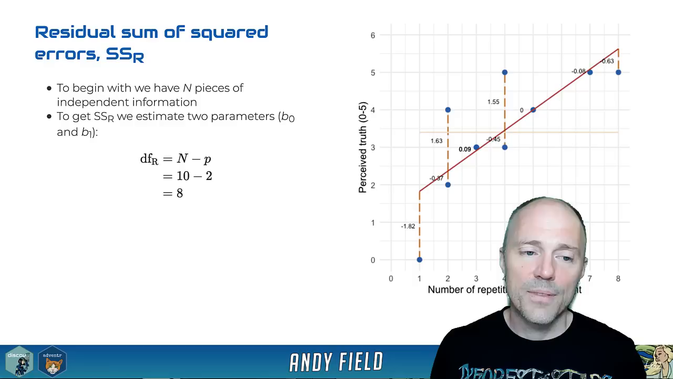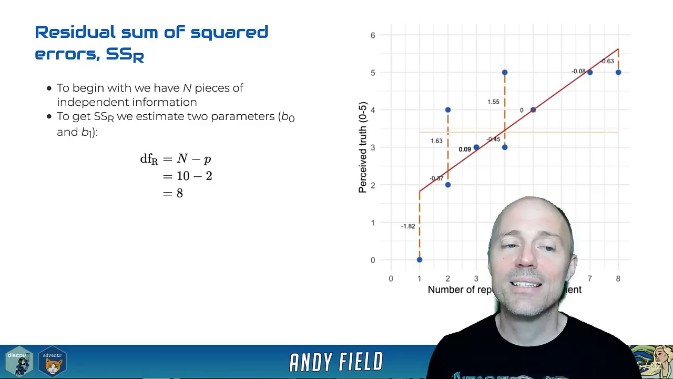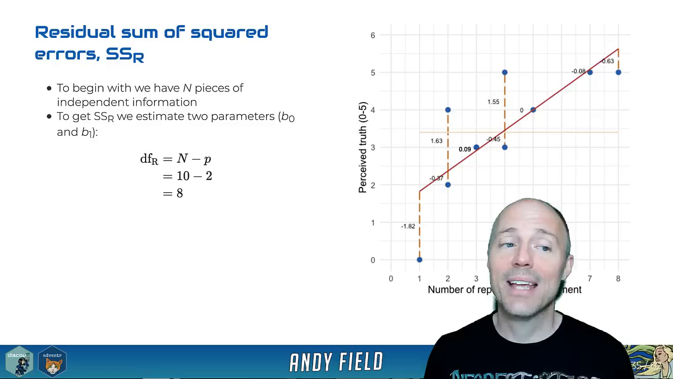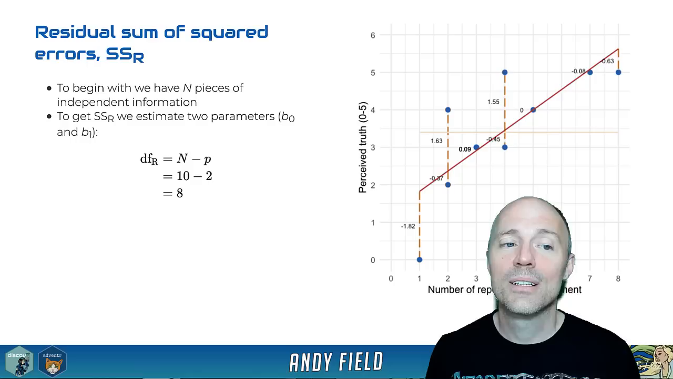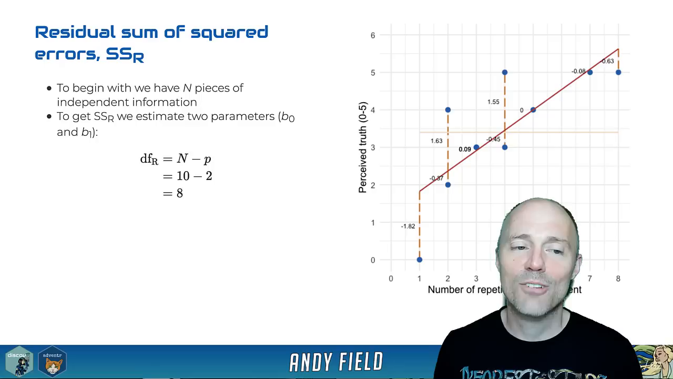This too has an associated degrees of freedom. So to begin with, again, we have n pieces of independent information. So we have 10 scores in this case. But to get this diagonal line, we had to estimate two parameters. We had to estimate beta 0 and beta 1. So we've lost two pieces of independent information by estimating those parameters, which means that the degrees of freedom is going to be 8, 10 minus 2.